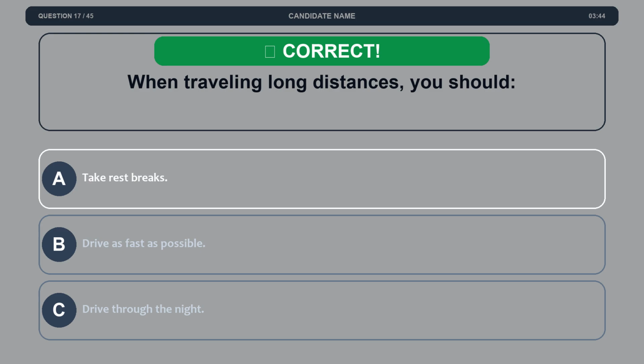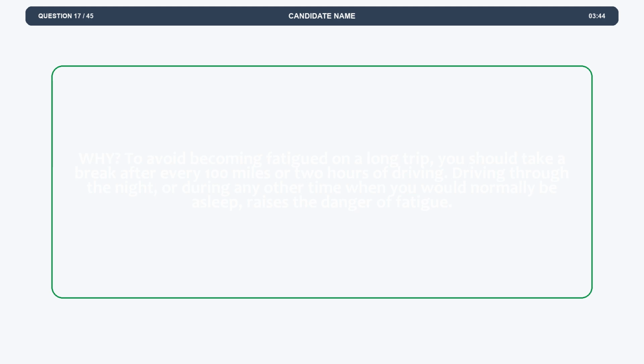The correct answer is option A. Take rest breaks. Explanation. To avoid becoming fatigued on a long trip, you should take a break after every 100 miles or 2 hours of driving. Driving through the night, or during any other time when you would normally be asleep, raises the danger of fatigue.